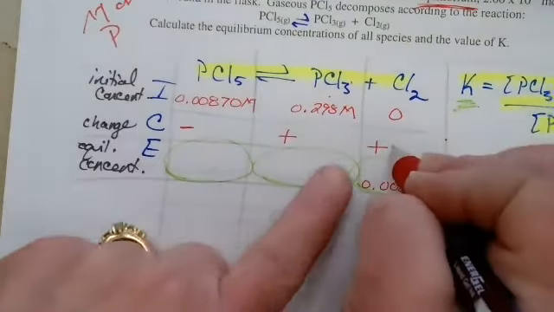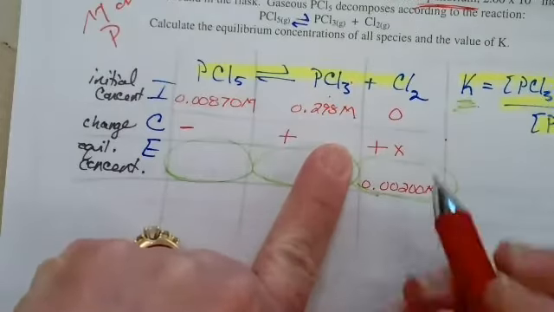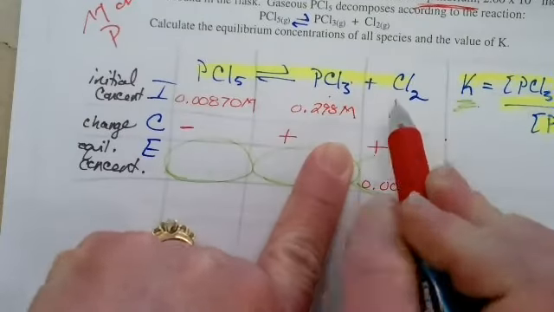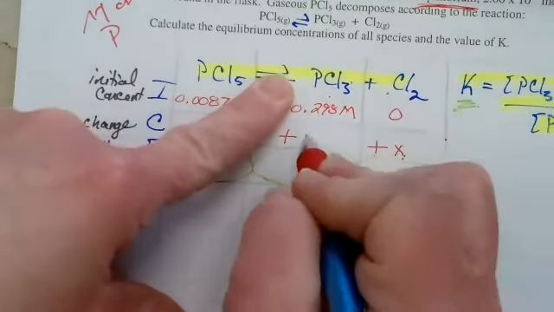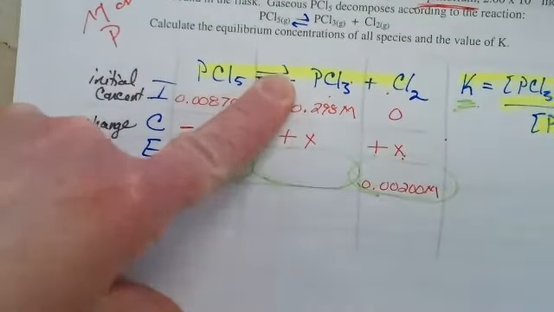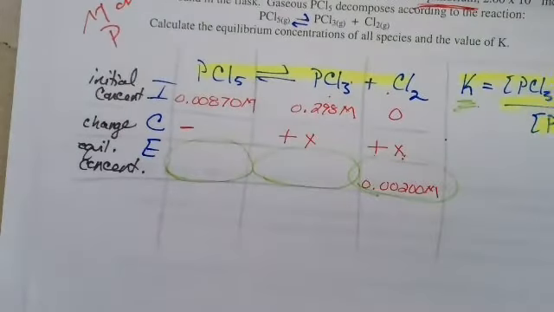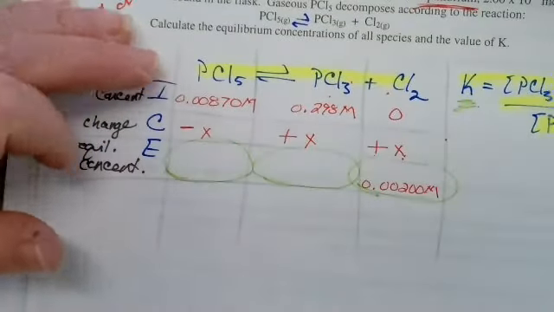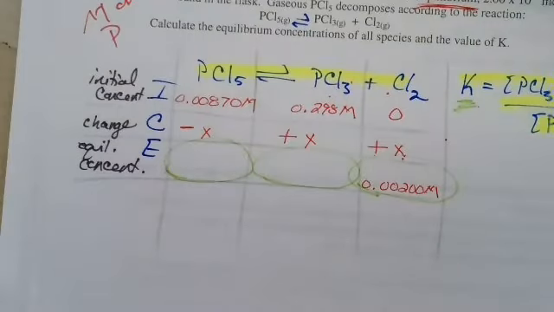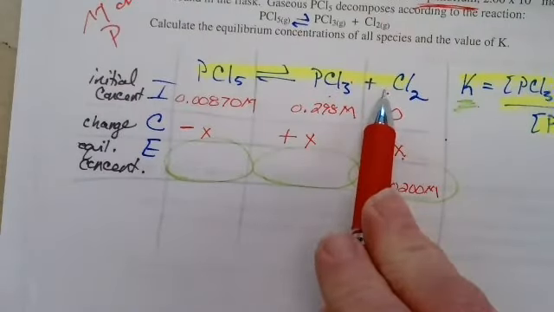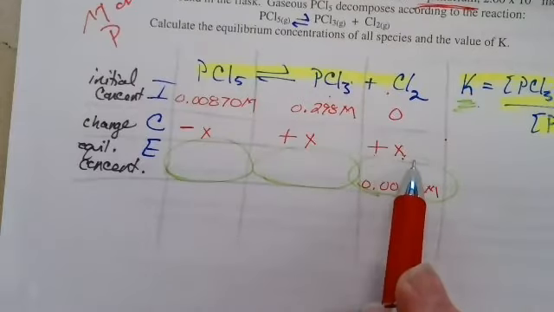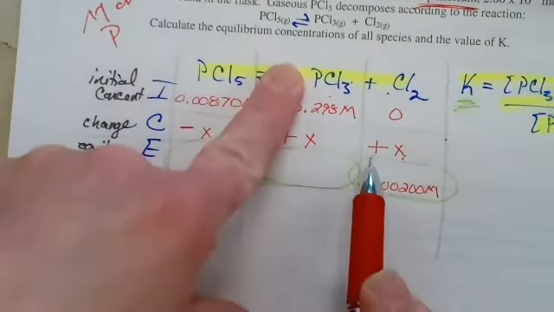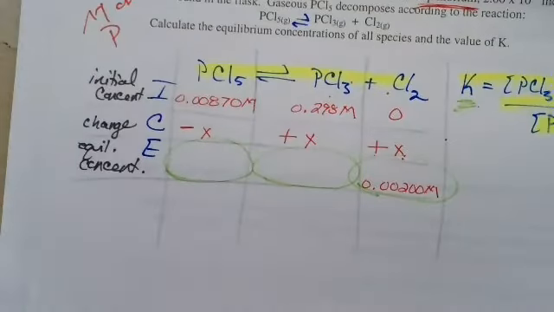We just know, so if we want to call it X, we know as much of this that we make, well, because it's a 1-to-1 ratio, I'll make that much of the PCl3, and then that much of the PCl5 will have reacted away. We're reflecting the mole ratios. If this were a 2, then it would be 2x in respect to 1x. If this were a 2, it would be 1x in respect to 2x.